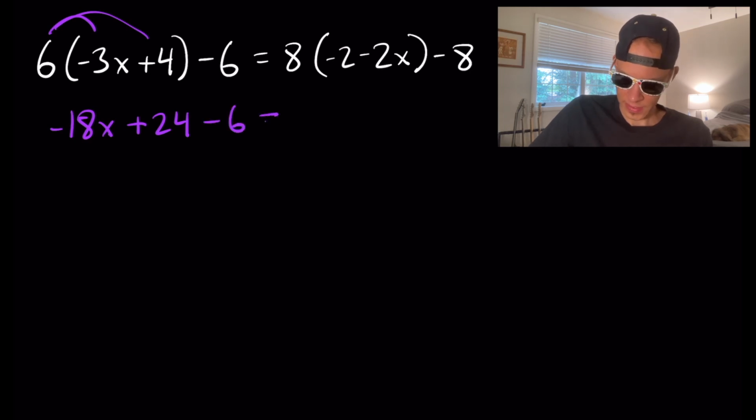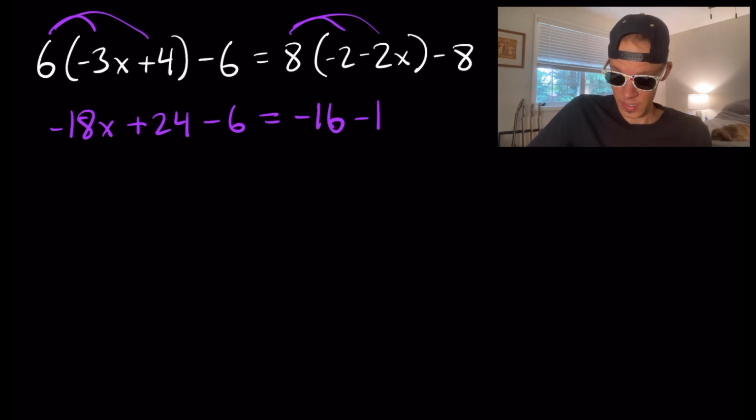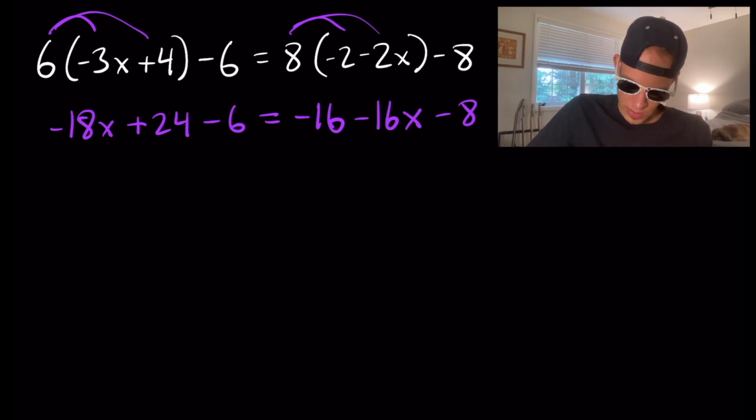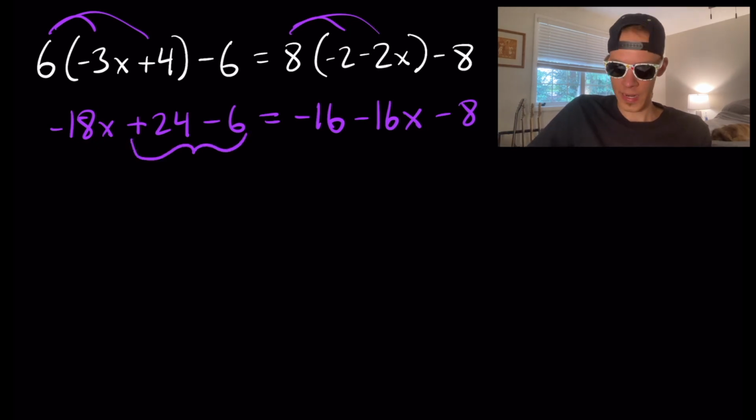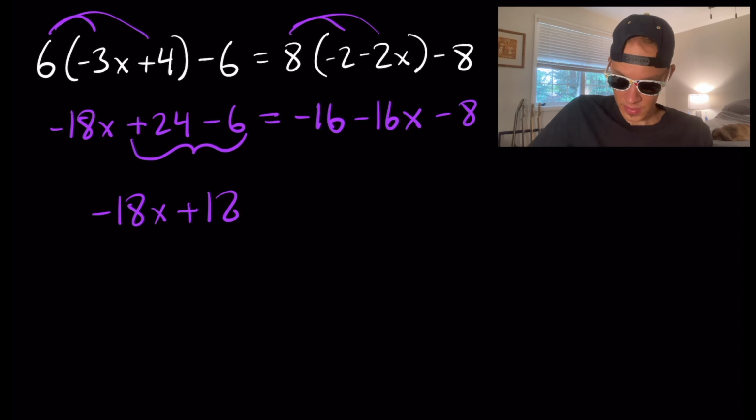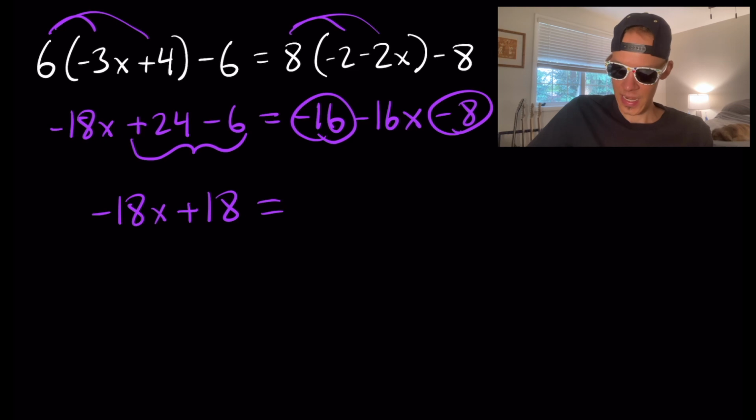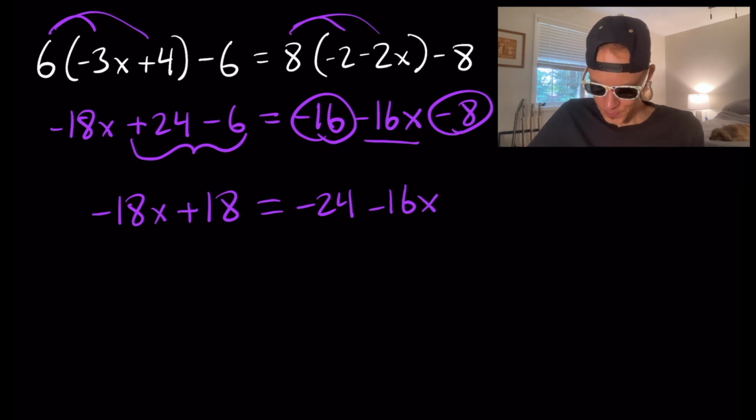Then I got minus 6 is equal to 8 times negative 2 is negative 16. 8 times negative 2x is going to be negative 16x. And then we got minus 8 over there. All right, so I'll combine some like terms. Here, 24 minus 6 is going to be 18. So I'll have negative 18x plus 18 is equal to, I can combine this negative 16 and negative 8 and get negative 24. So negative 24, and then I got the minus 16x.